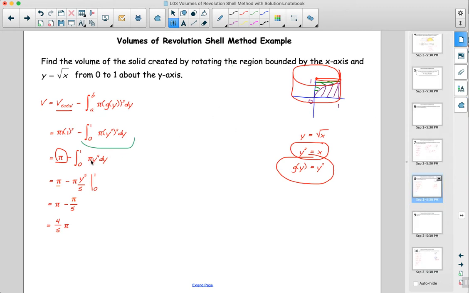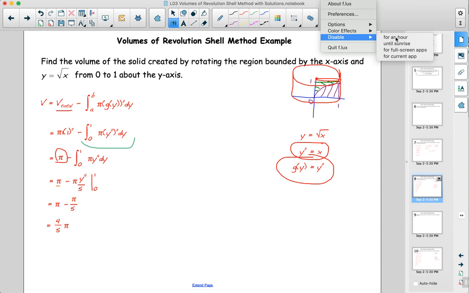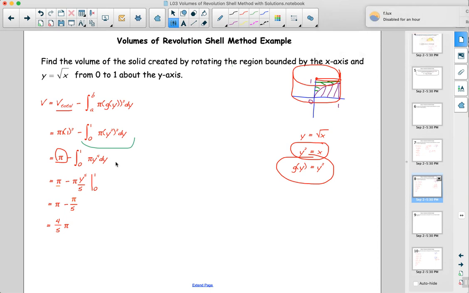So integrating y to the 4th, we get y to the 5th over 5. Just going to disable something. Got this flux thing coming on, and it makes the screen too hard to read. So I'm now going to get y to the 5th over 5, and again, the 0 is going to contribute nothing. 1 to any power is going to be 1, so I'm going to get pi times 1/5, which is pi over 5. And pi minus pi over 5 is 4/5 pi.